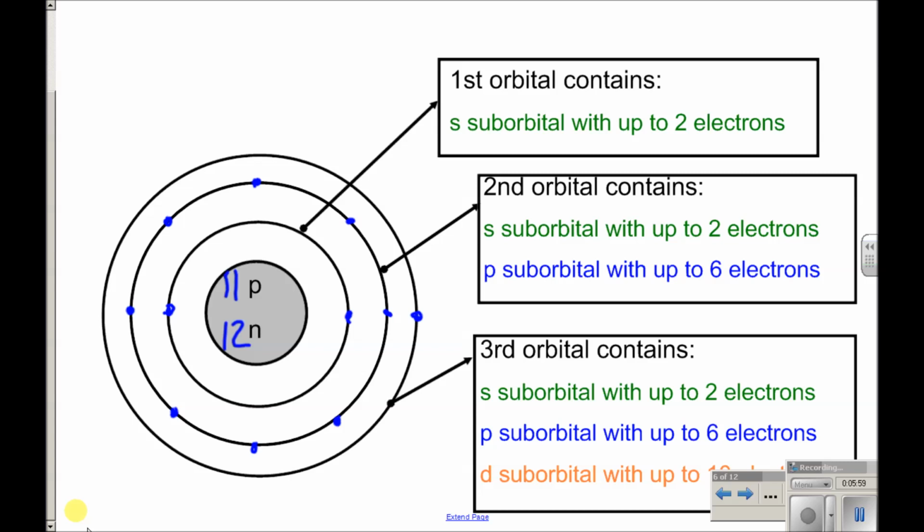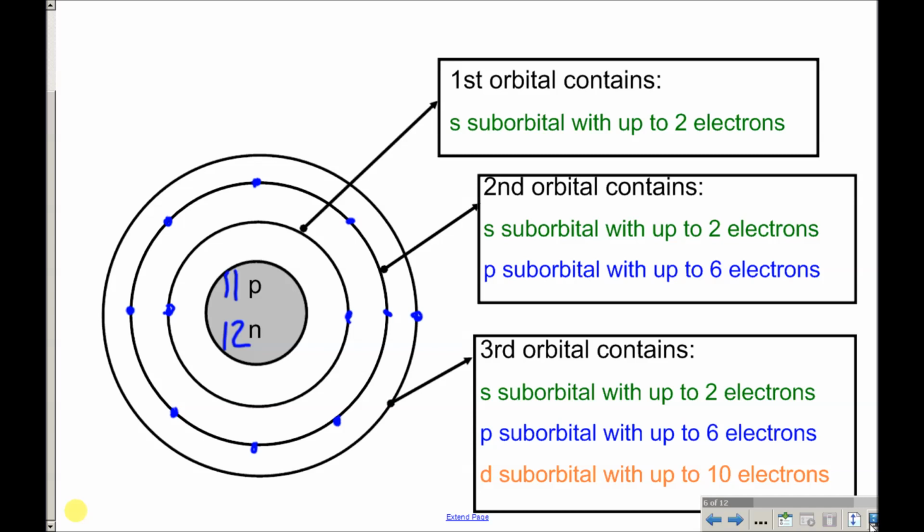And the third orbital contains an s suborbital that can hold 2 electrons, a p suborbital with a total of 6 electrons, and a d suborbital with a total of 10 electrons. And sure enough, if you add the 2 plus the 6 plus the 10, you get a total of 18 electrons, and that's why that third orbital, as we already learned, can hold up to 18 electrons.